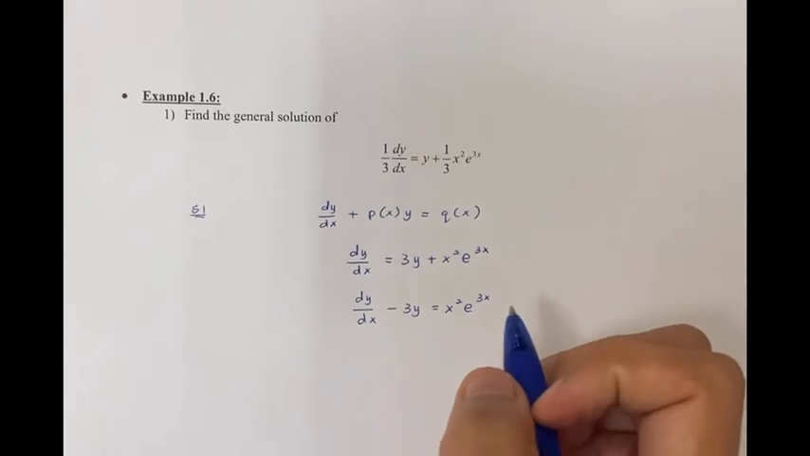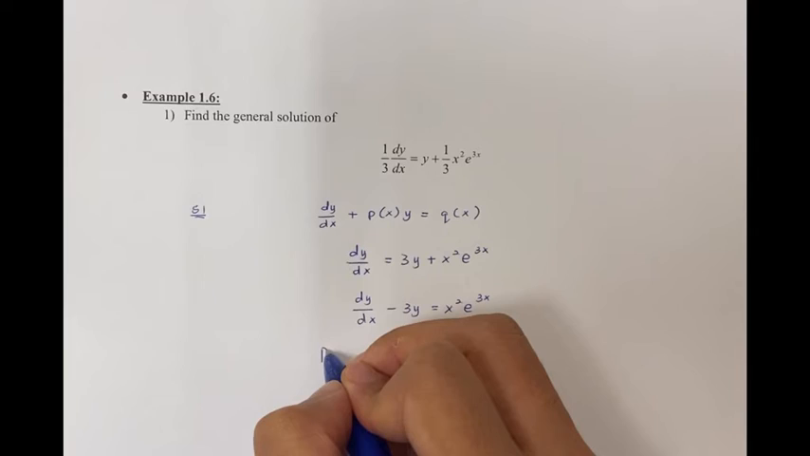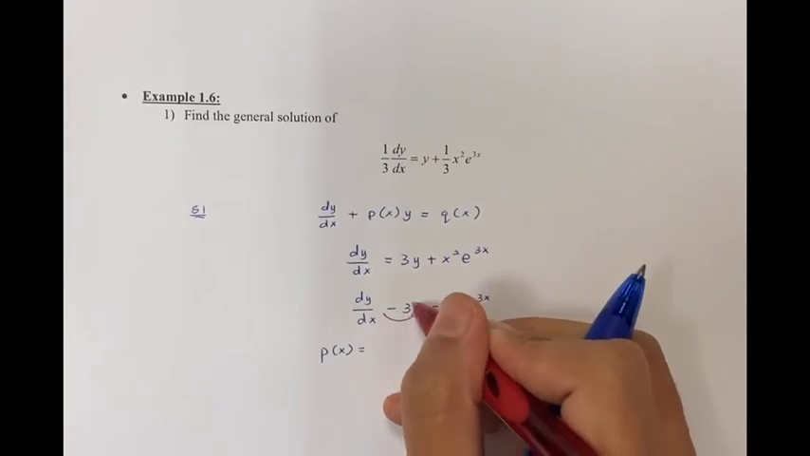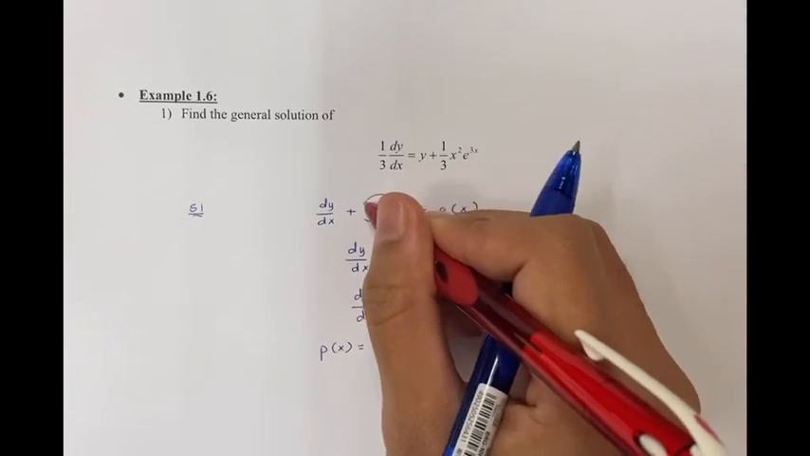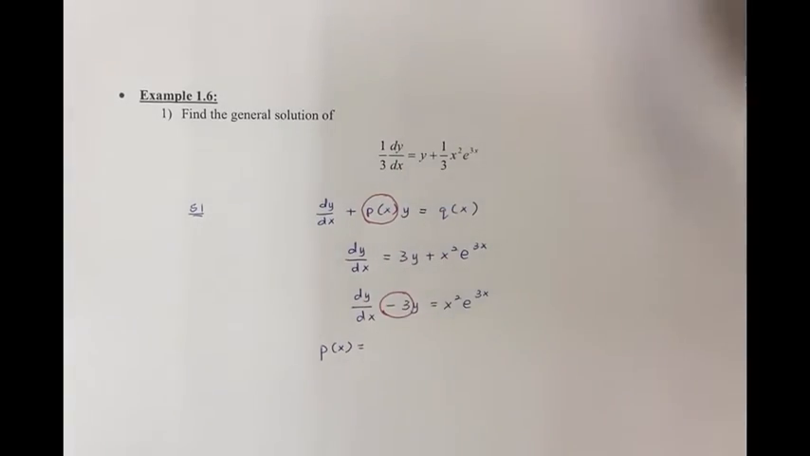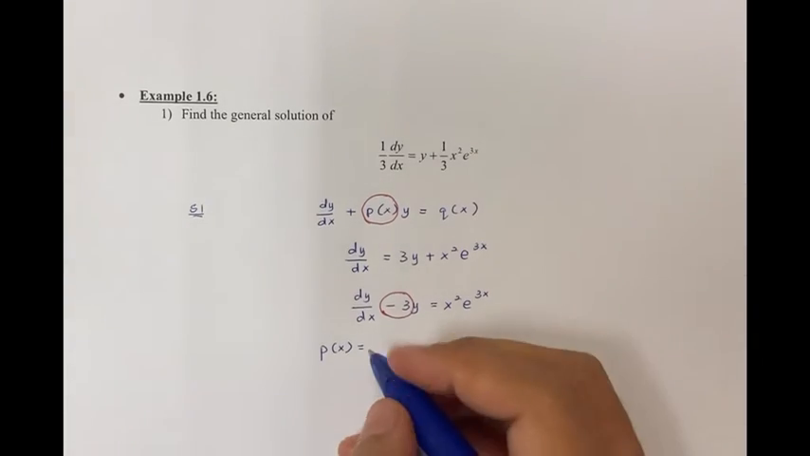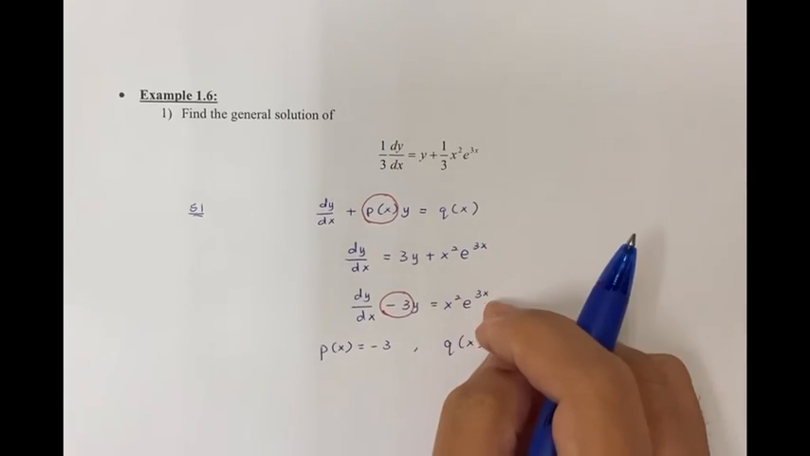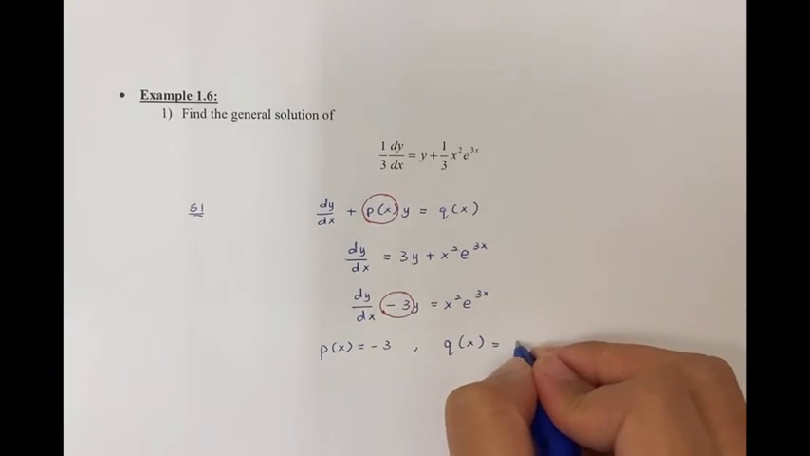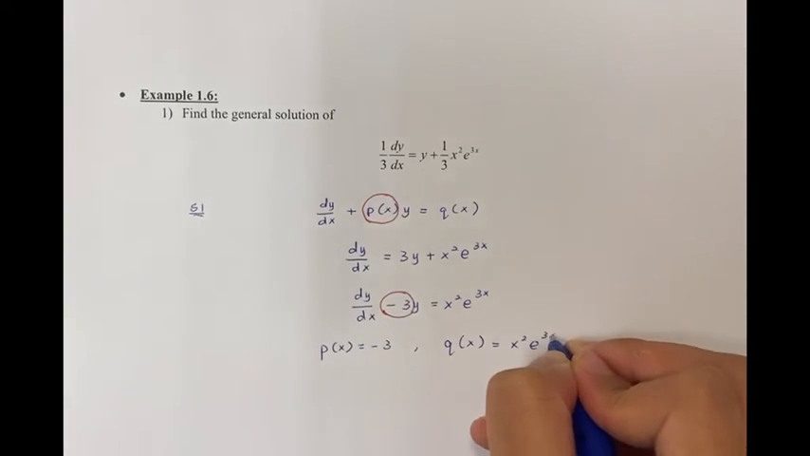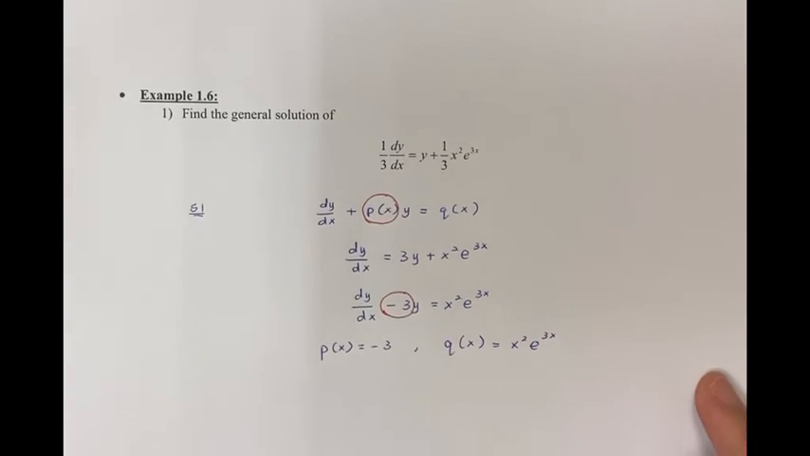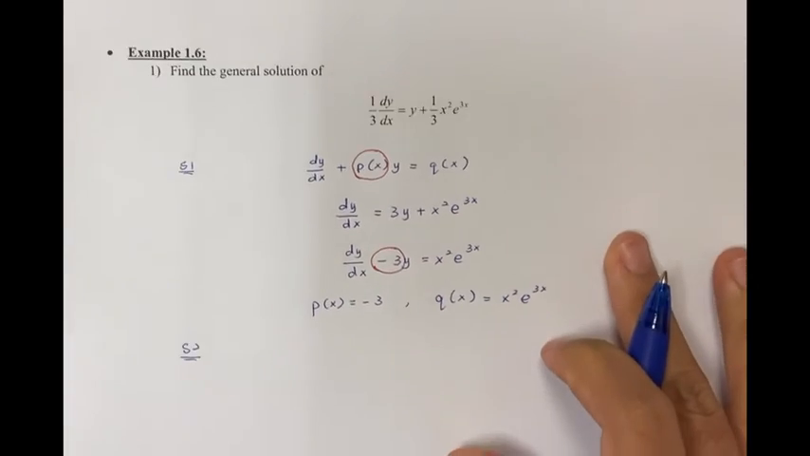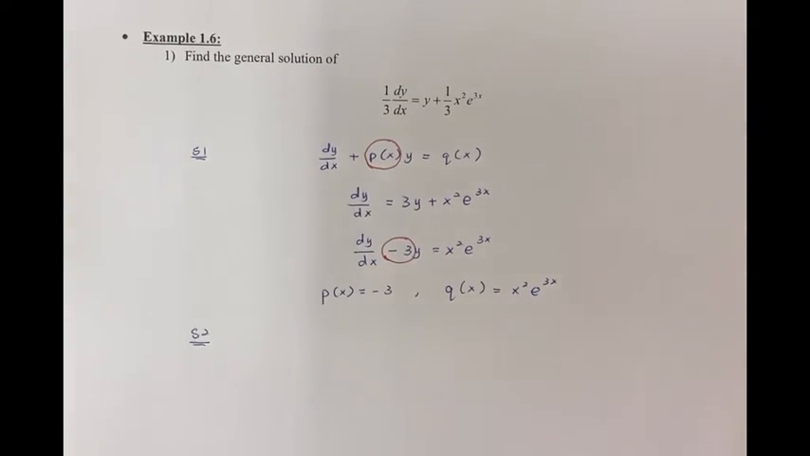So now, what is your p and what is your q? Px now is negative 3. Okay, do not include your y. So px is equal to negative 3. And your qx is everything on the right hand side. So x squared exponent 3x is your qx. Okay, settle first step.